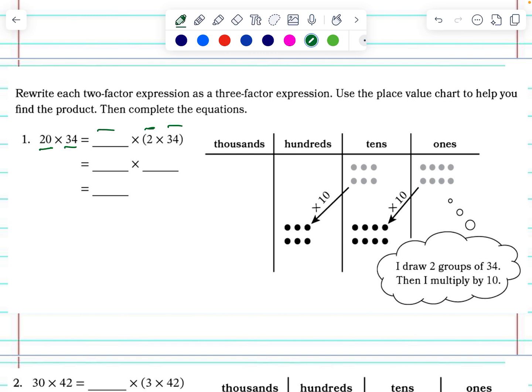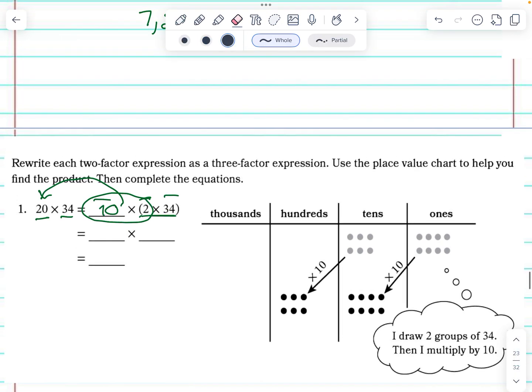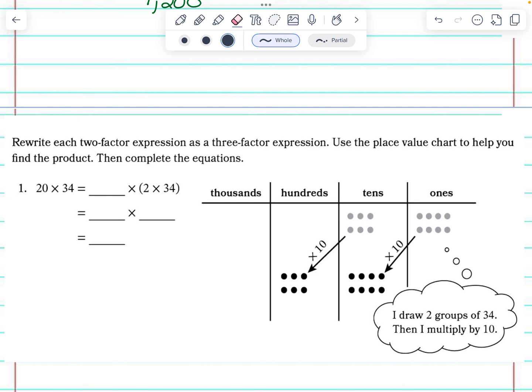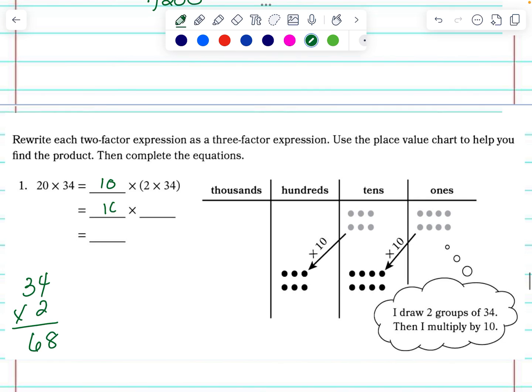So, they have the 2 times 34, which means we have to put 10 here because 10 times 2 is the same thing as 20. Then they want us to combine these two together first. 34 times 2, 8, 6. So that's 10 times 68, which is 680.